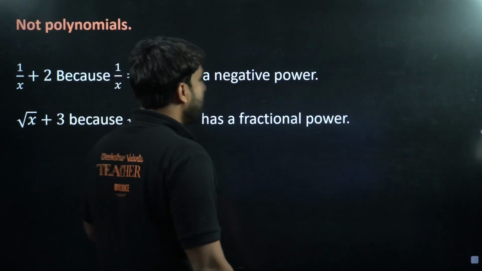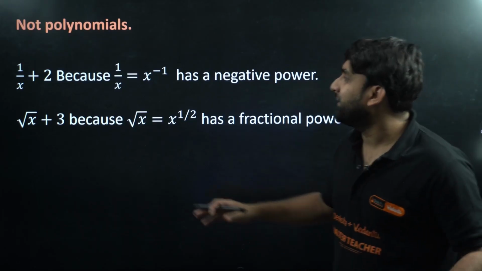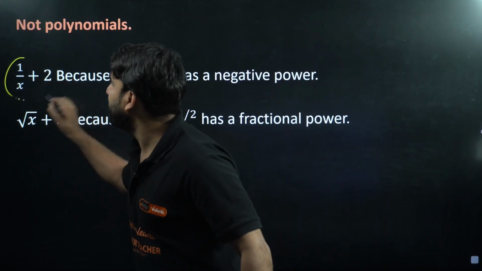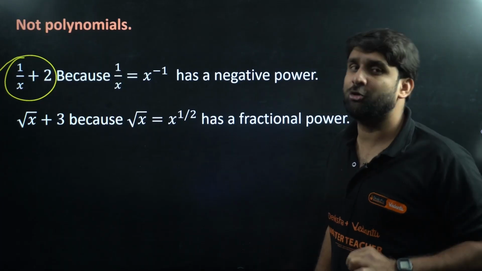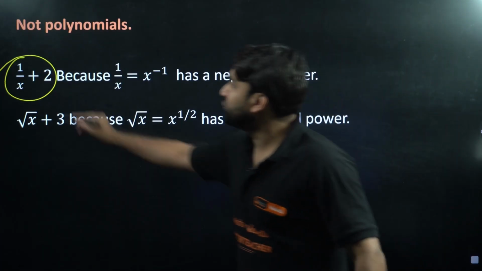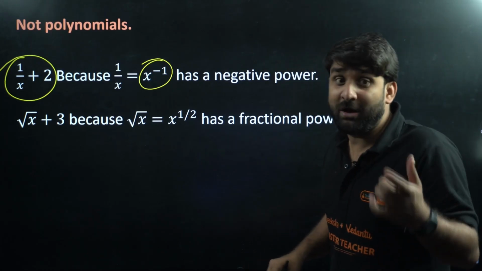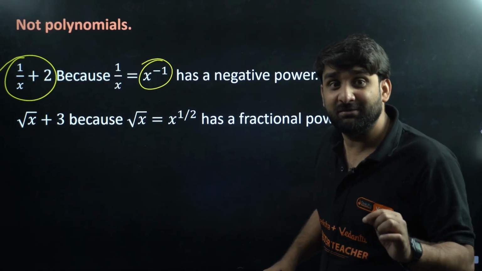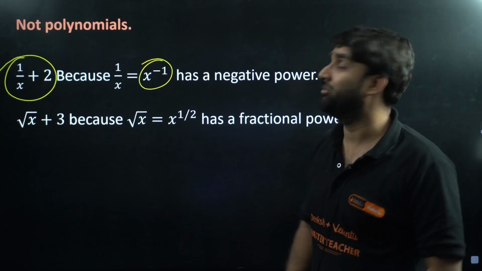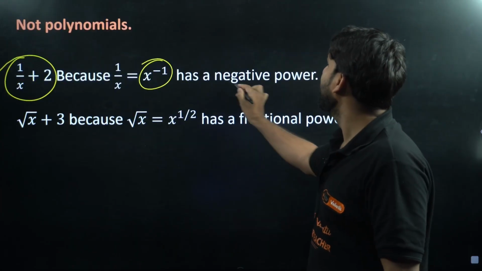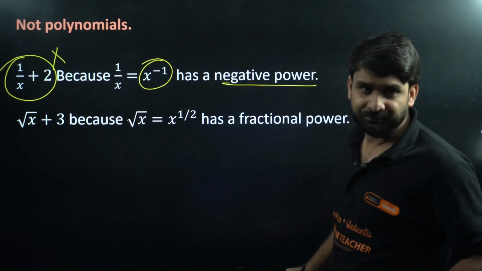Moving ahead. Now, which equations are not polynomials? I have given you one equation here, 1 by x plus 2. This will not be a polynomial. Why? Because 1 by x can also be written as x to the power minus 1, and that indicates the variable has a negative power, which violates the rule of a polynomial. Hence, because of the negative power, this algebraic expression will not be a polynomial.